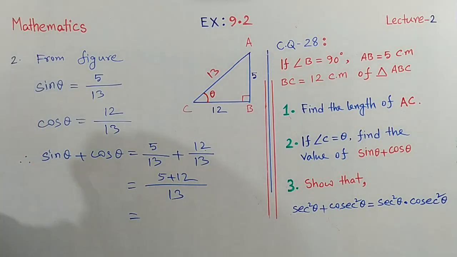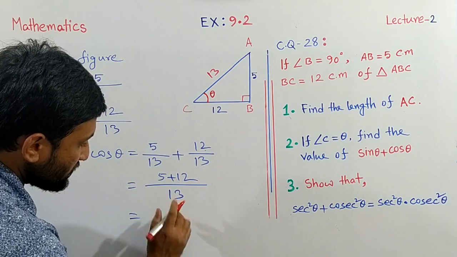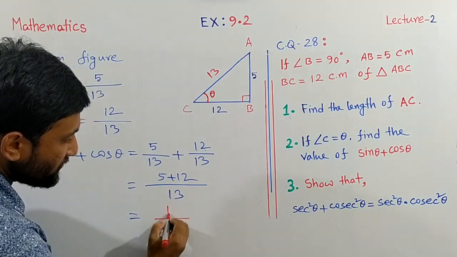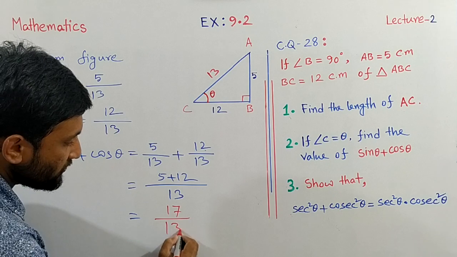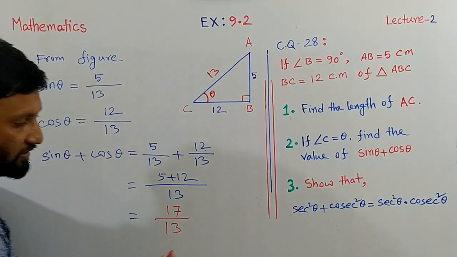and the last solution is 5 plus 12, that means 17 divided by 13. This is the answer.